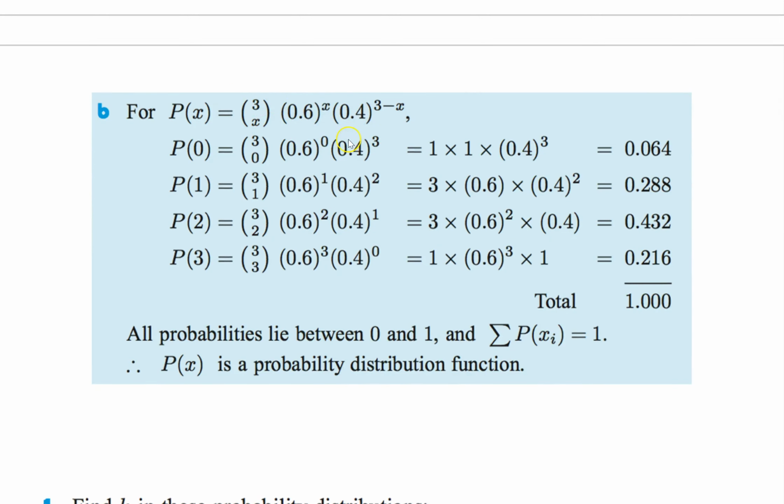Right, so they plugged all these into the calculator, 3C0, 3C1, 3C2, they got this, and then they add up all the probabilities, and they got 1. So again, it follows the pattern. It's a probability distribution. None of them are negative. When you add them up, you get 1. That's kind of the idea.